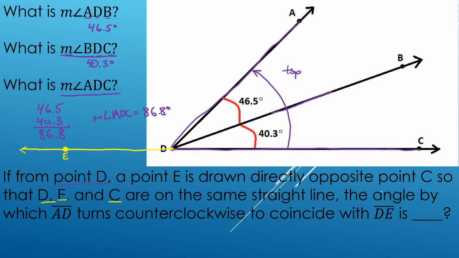They want us to state what is the angle by which AD, let's draw that in again, AD, has to turn counterclockwise this way to coincide with DE. So what this is asking us is, how big is this angle here? What's the measure of this angle here? Do we have enough information to answer this question?